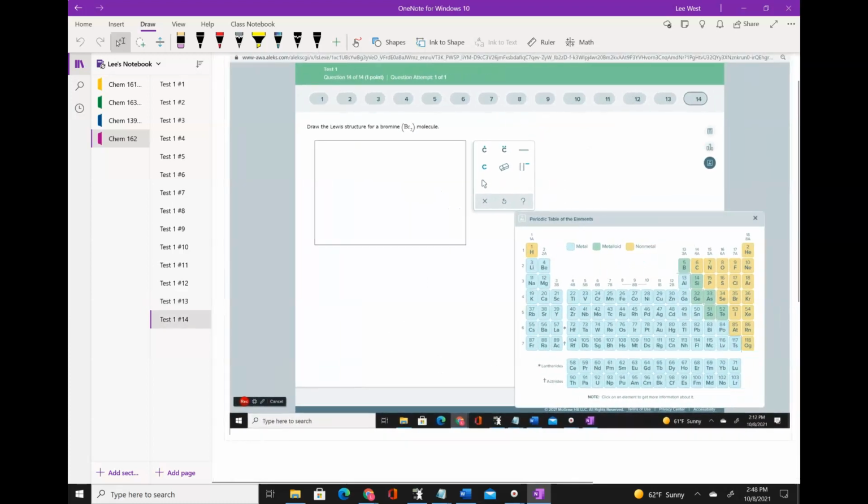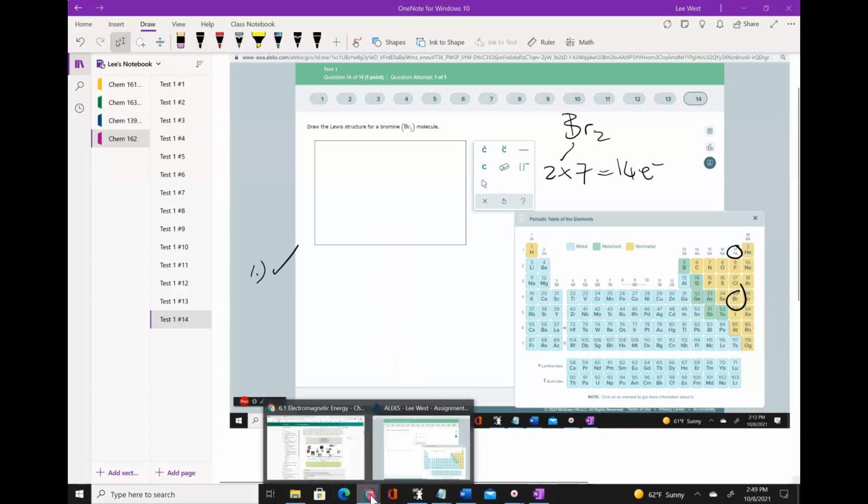Okay, draw the Lewis structure for a bromine Br2 molecule. So here's bromine, and it's in group 7A. So Br2, we've got 2 bromines, and they're in group 7A, so that means we've got 14 electrons to work with. So we've done our first step, which was count up valence electrons.